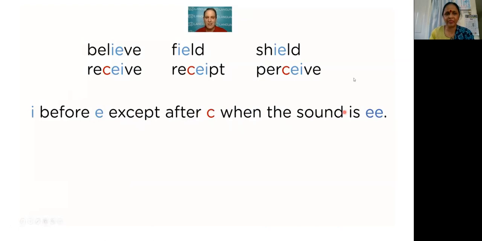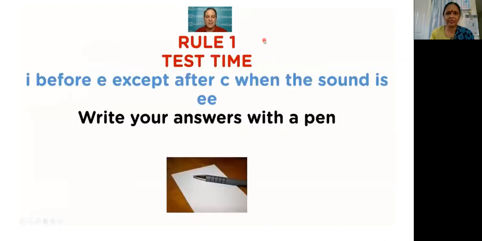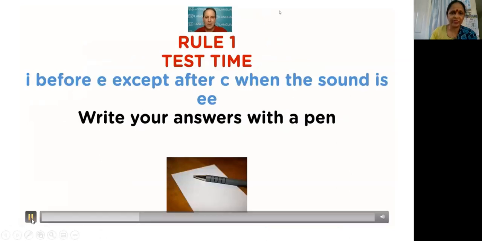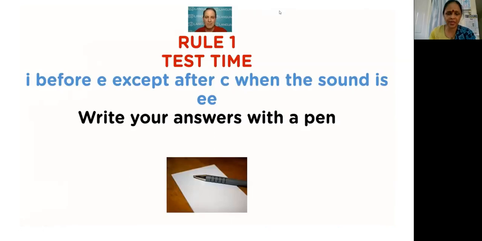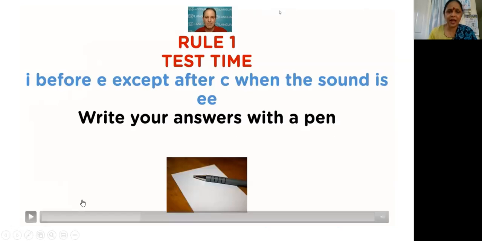Rule 1, test time. I before E, except after C, when the sound is E. Write your answers with a pen. There'll be 15 words. I'll read the word, read a sentence with the word in it, and then read the word again. Then we'll check shortly afterwards. So as the presenter is going to read the words, you need to take the dictation and write the spelling. And at the end of the slideshow, he's going to give you the answers. So get ready with the pen and pencil and your notebook and start writing the dictation. Here we go.